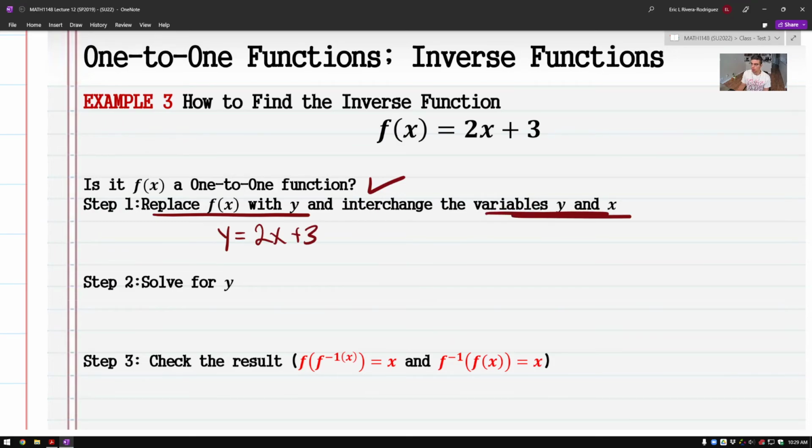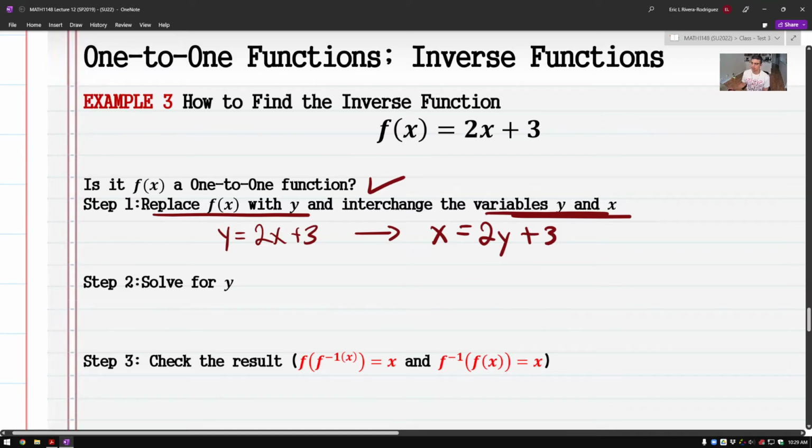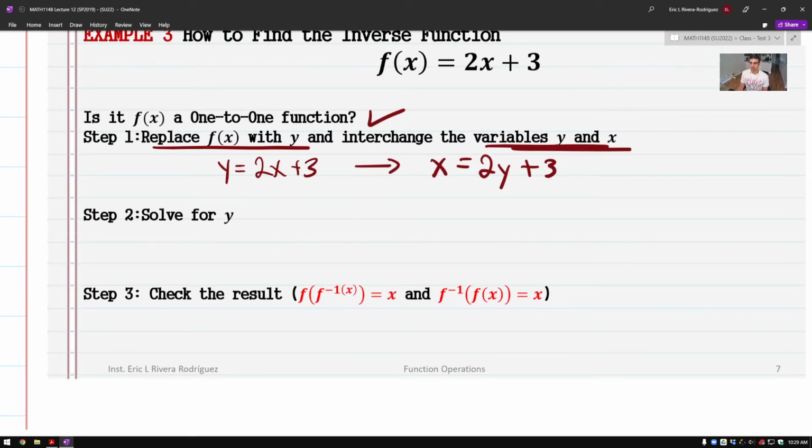and interchange variables y and x. So next step here, in step number 1, is that now we are going to interchange the place of x and the place of y. See what I did here? I just interchanged x and y. That's all.